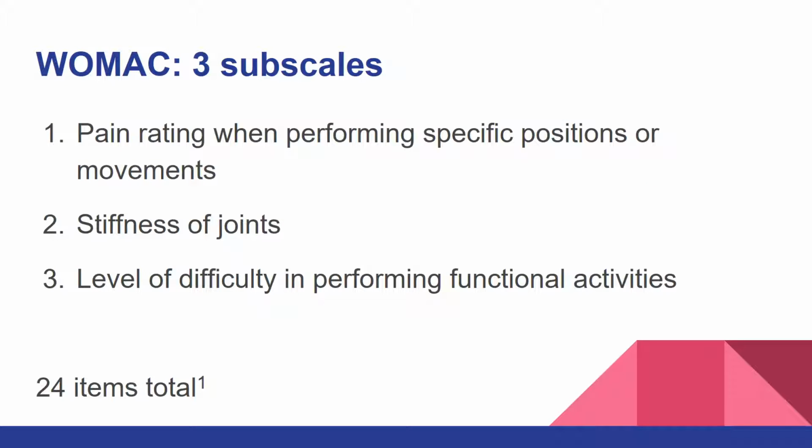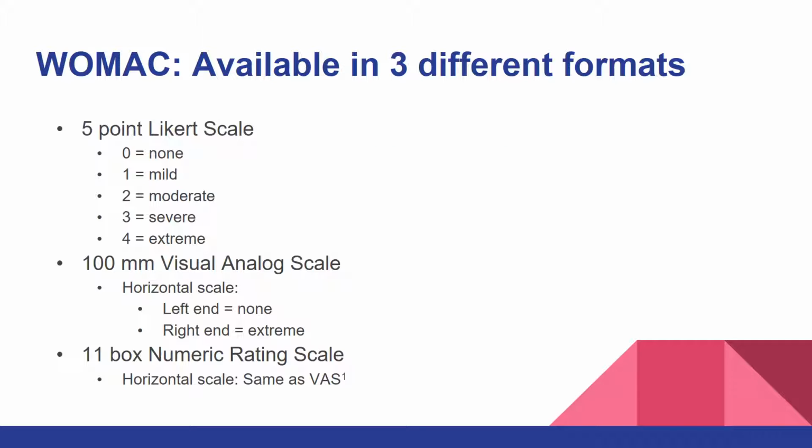The WOMAC is broken into three subscales. Those three subscales are pain, stiffness, and functional activities. There are 24 items total on the WOMAC. The WOMAC is available in three different scoring formats: a 5-point Likert scale, a 100 millimeter visual analog scale, and 11-box numeric rating scale. A benefit to the WOMAC is that each subscale is scored individually, which makes interpretation of the results easier.